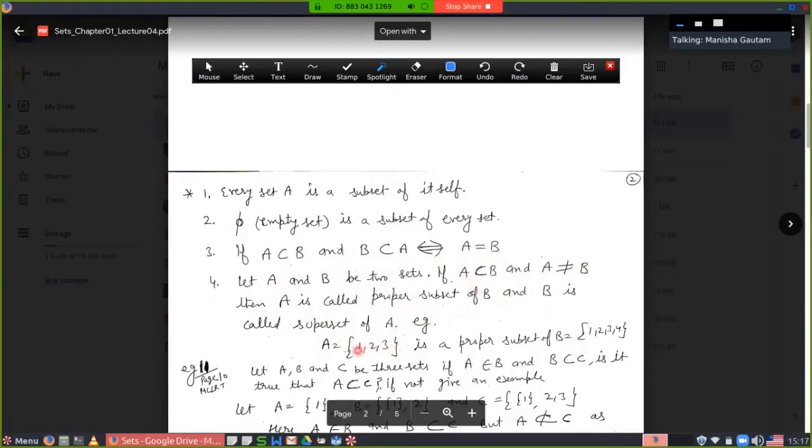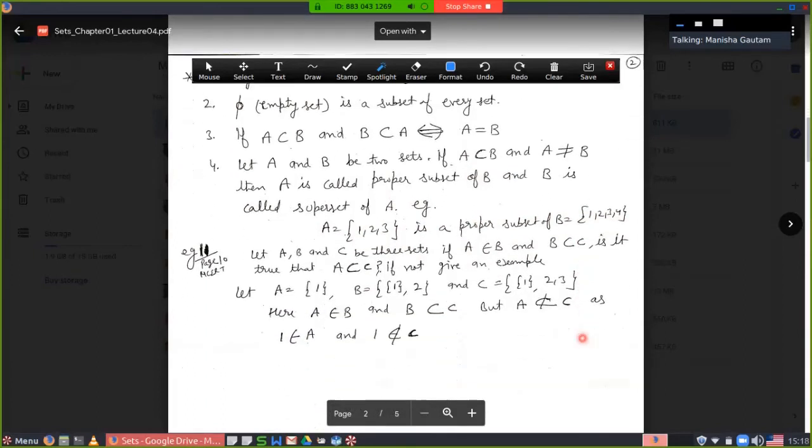For example, A is a set having elements 1, 2, 3, which is a proper subset of B, and B has elements 1, 2, 3 and 4. It means B has one more element than A. It means B is a superset and A is a subset of B, because each and every element of A belongs to B.